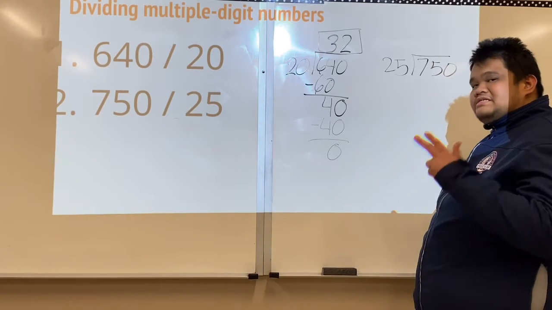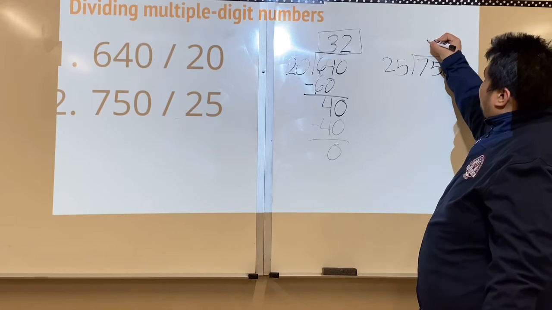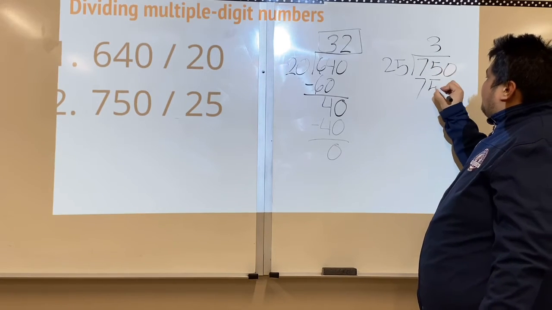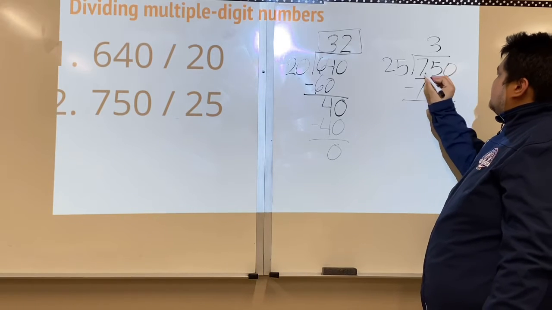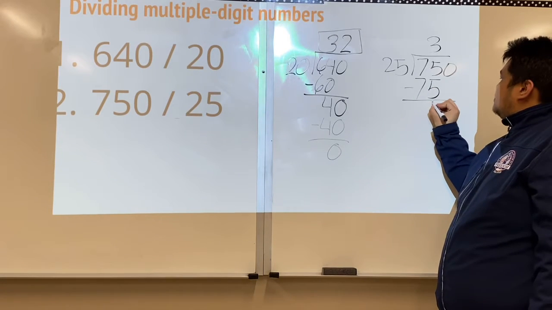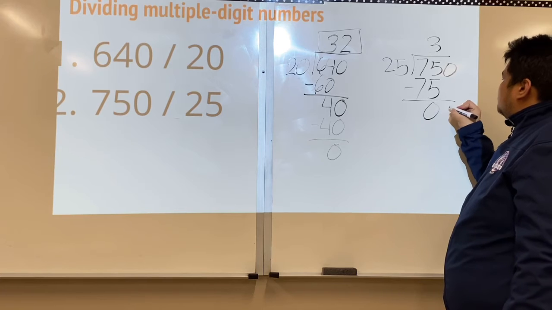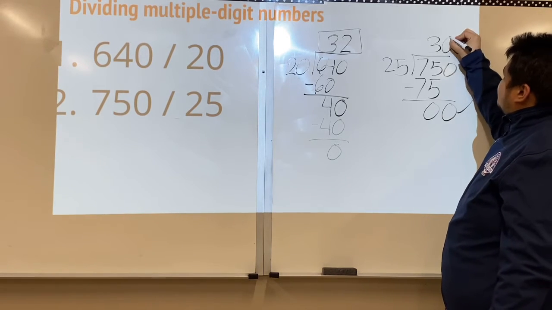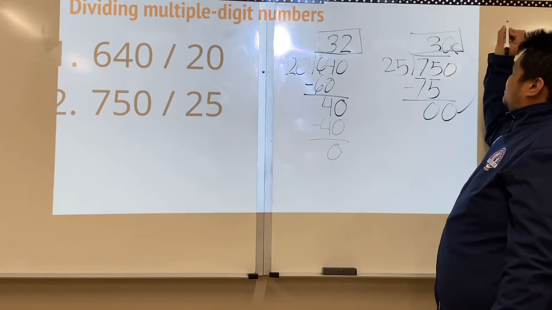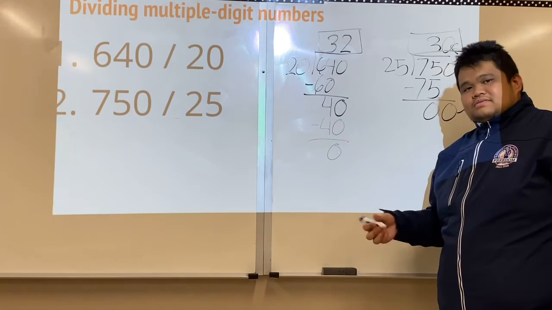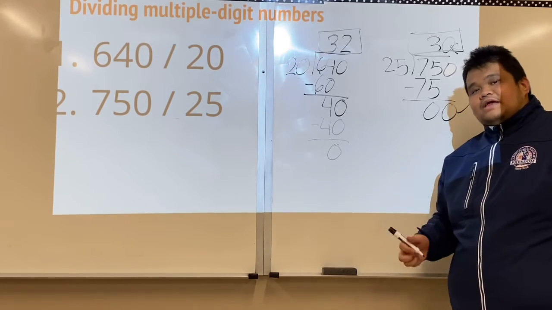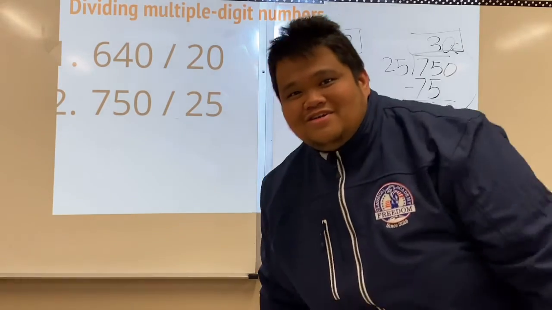Yep, you got it right. It's 3. So 3 times 25, 75. Then subtract it. 75 minus 75, 0. Then we bring down 0. Let's just put it up. The answer is 30. Did you get the same answer as mine? Yeah? Okay, now it's your turn.